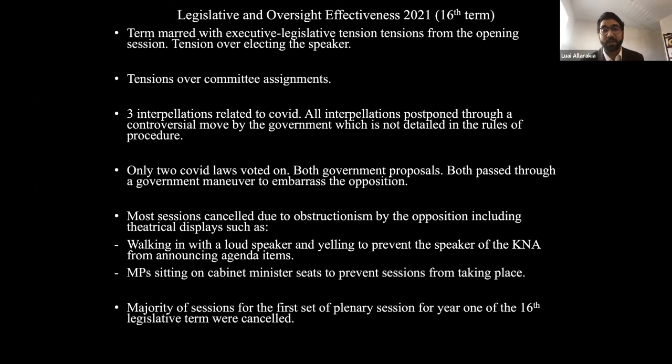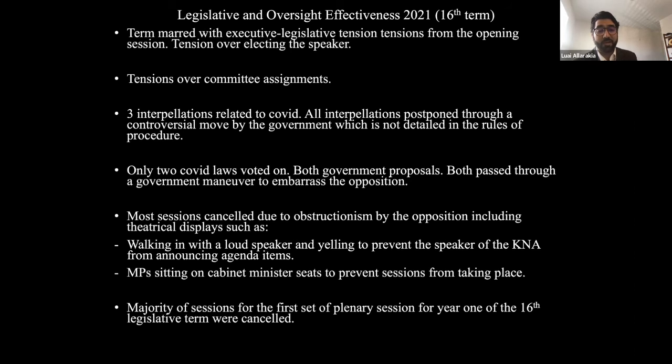And so the Parliament said, none of this is detailed in the rules of procedure. This is completely illegal. And the government had a response, and a reading, through its speaker that said, no, this is legal. And so again, the result was tension throughout the whole assembly, which led to a lot of spectacles, a lot of theatrics, including the opposition MPs walking in with loudspeakers and yelling towards the ears of the Speaker of the KNA, so he wouldn't be able to read out agenda items, causing him to cancel sessions.